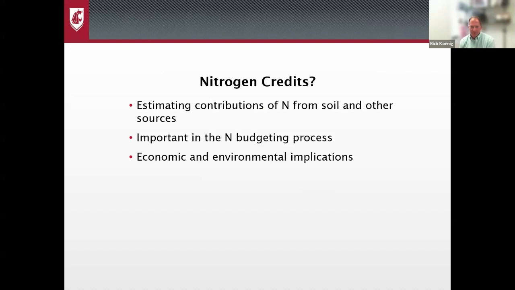And maybe starting with the what and the why. So we know that it's important to estimate or assess or quantify the contributions of nitrogen from soil and other sources. And we use those in our nitrogen budgeting process. And I'll just show you a quick example here in a few moments. And then we also know that crediting nitrogen is important both for economic reasons and environmental reasons. There's a real value associated with the nitrogen credit. And if we ignore that credit or those credits, there is a potential for real environmental consequences.